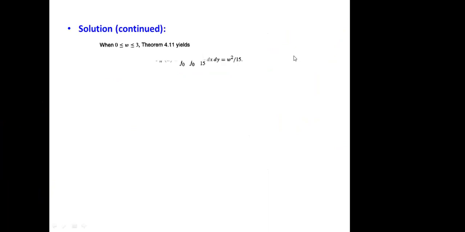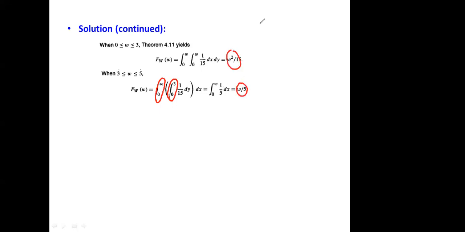They are dividing it into two parts. One is 0 to 3, when they are finding the CDF equal to this much value. And when w is 3 to 5, then they are fixing the y range 0 to 3, and the x value, because w actually will depend totally on x, not on y. That's why the x value varies from 0 to w, and that actually will give you w by 5. So there are two ranges.